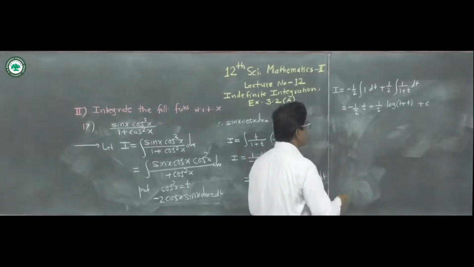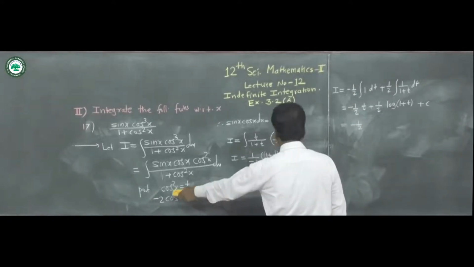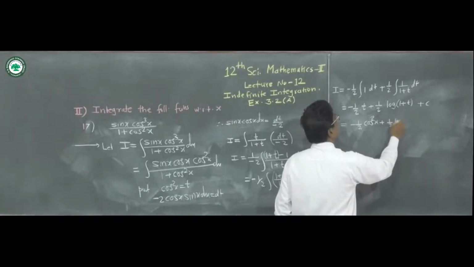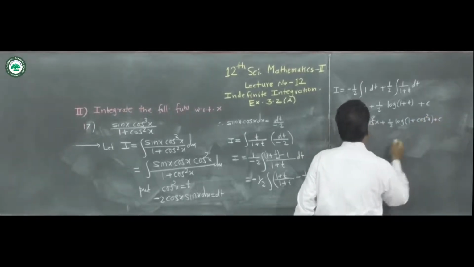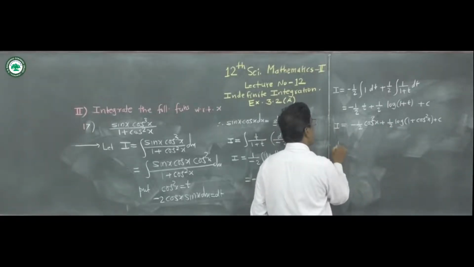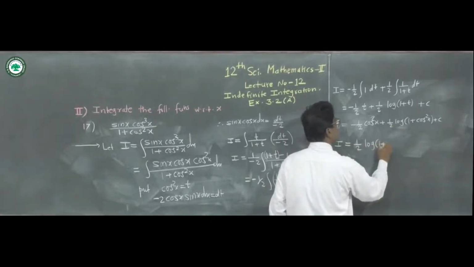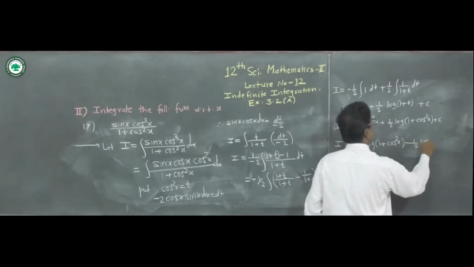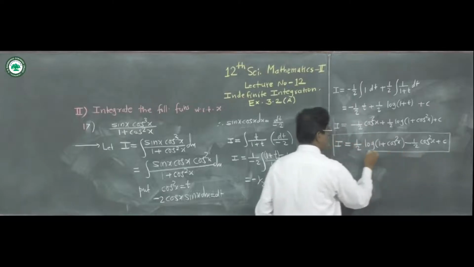And now here we put the value of t. So it is equal to minus 1/2, and t is cos square x, so cos square x, plus 1/2 log of 1 plus t, which is 1 plus cos square x, plus constant of integration. Lastly we write the plus term first and minus next. So I is equal to 1/2 log of 1 plus cos square x, minus 1/2 cos square x plus constant of integration. This is the final solution.